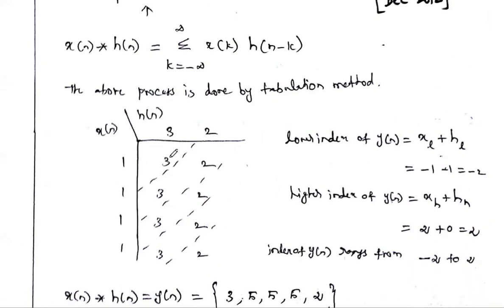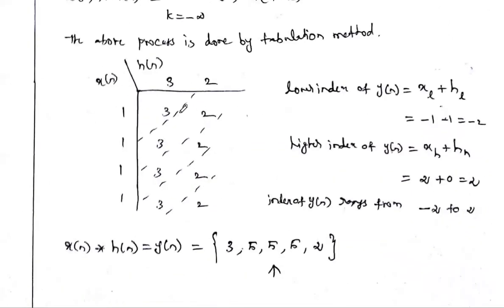So what is the convolution of these two signals? The first answer is 3, and the second answer is 3 plus 2, which is 5. And the third answer is 3 plus 2, 5, and 3 plus 2, 5, and 2. Okay, this is the thing. And where do we have to put the arrow?